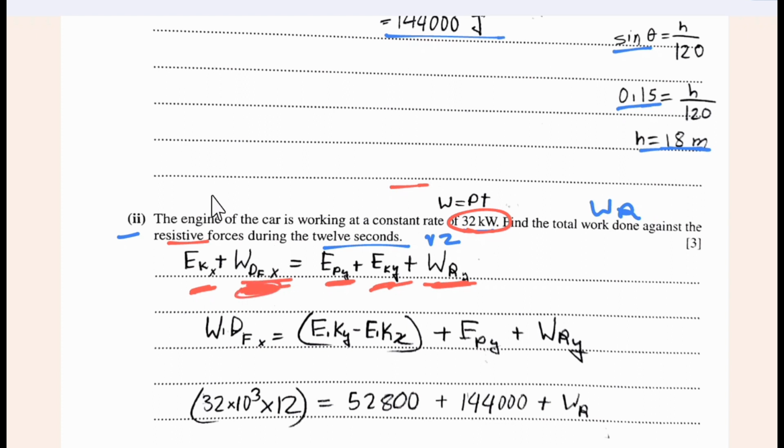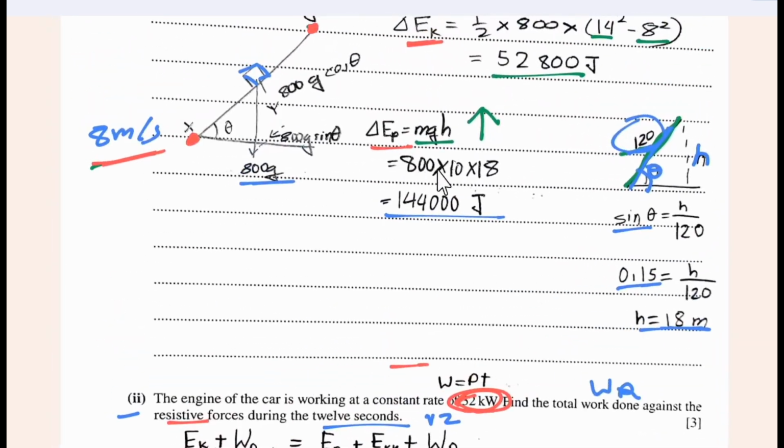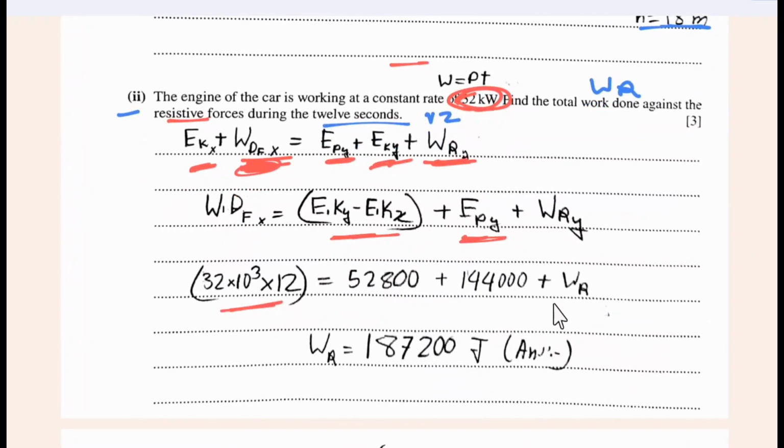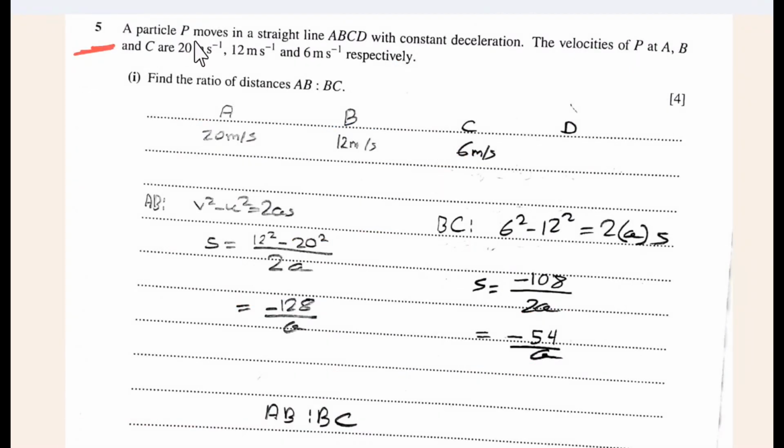So we know that power is equal to work done by time, or work done is equal to power into time. So we know the value of power, and we know the time, that is 12 seconds. So we have found the work done by driving force is equal to change in kinetic energy plus change in gravitational potential energy plus work done against resistive force. So the work done against resistive force comes to be 187,200 joules.